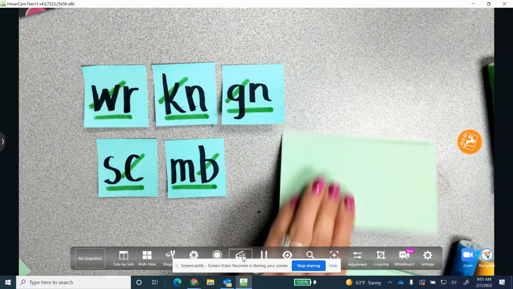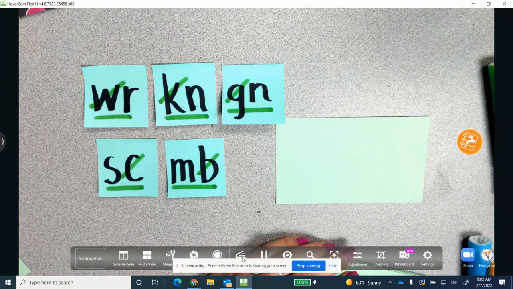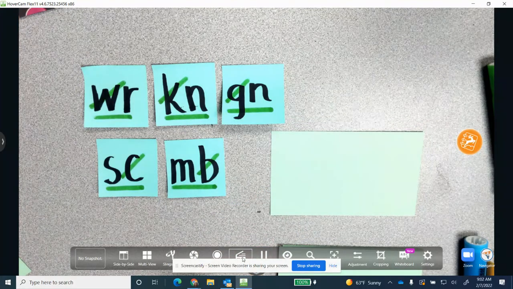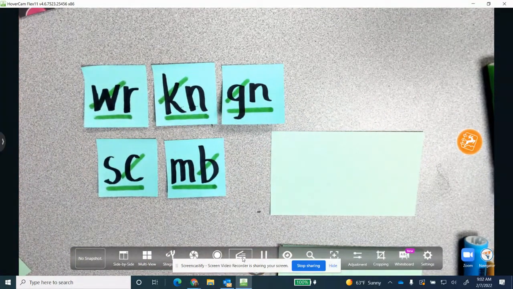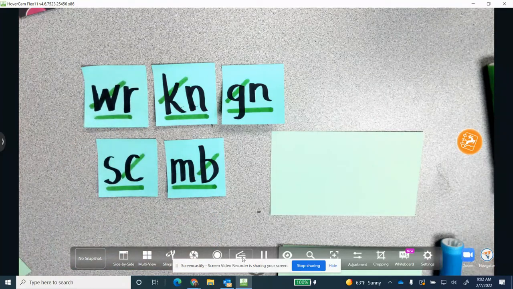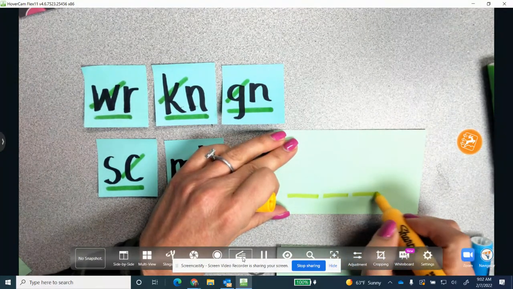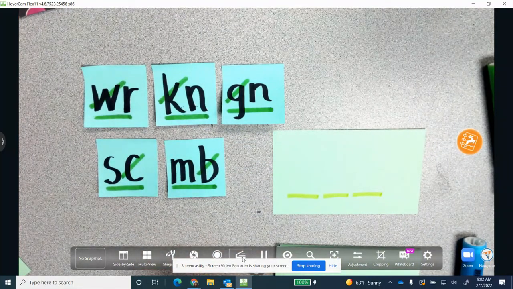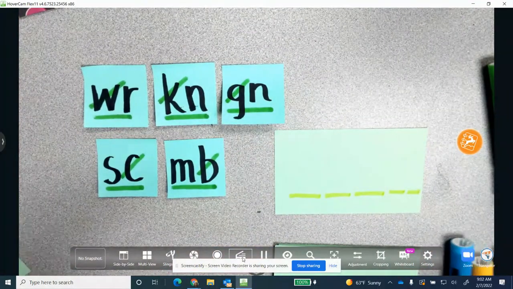Number 10, writing. Rachel likes writing poems. Writing. Now, writing has 2 syllables. Writing. So first syllable, write. Now this is going to be spelled with this spelling pattern. Write. Okay. Now the second syllable, ing. Okay.